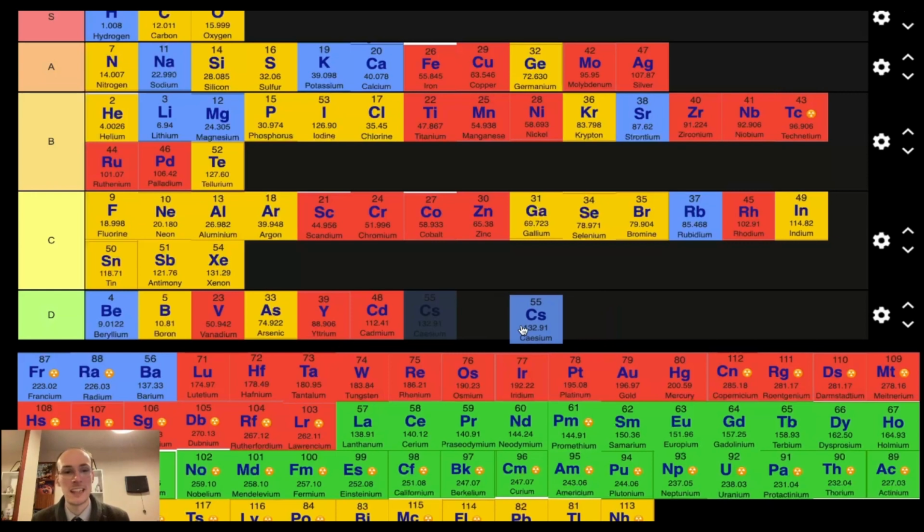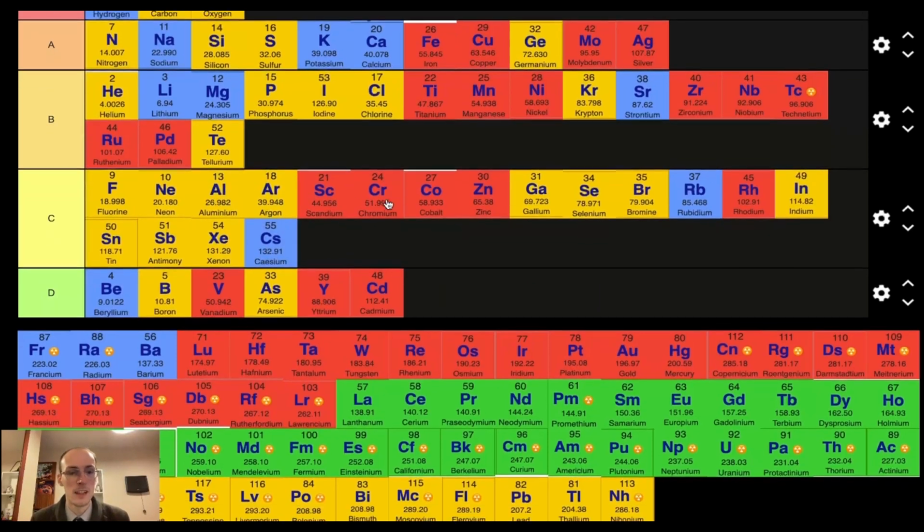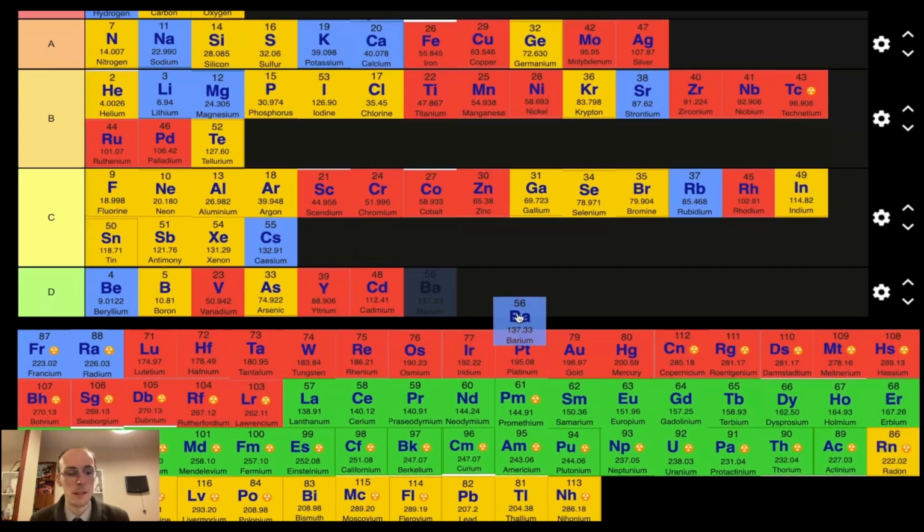It was the first element discovered by flame spectroscopy. So you put different elements under the flame and the flame will change colour, and then you can measure the wavelength of the flame and that can tell you what is in the flame. So pure cesium was discovered by that method. C for cesium.